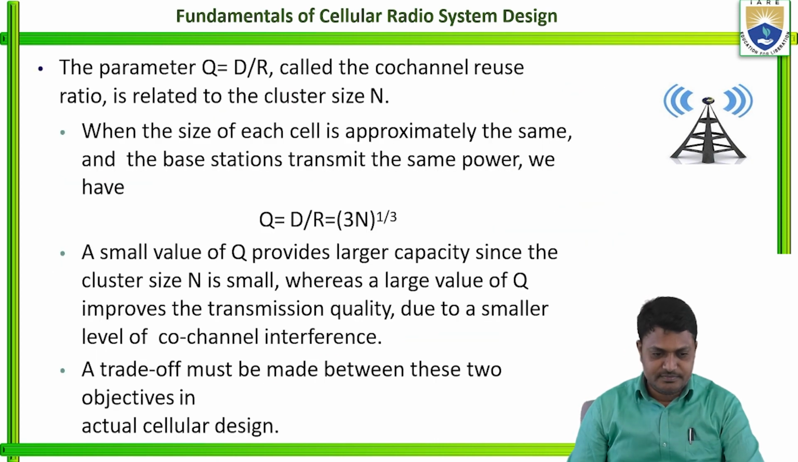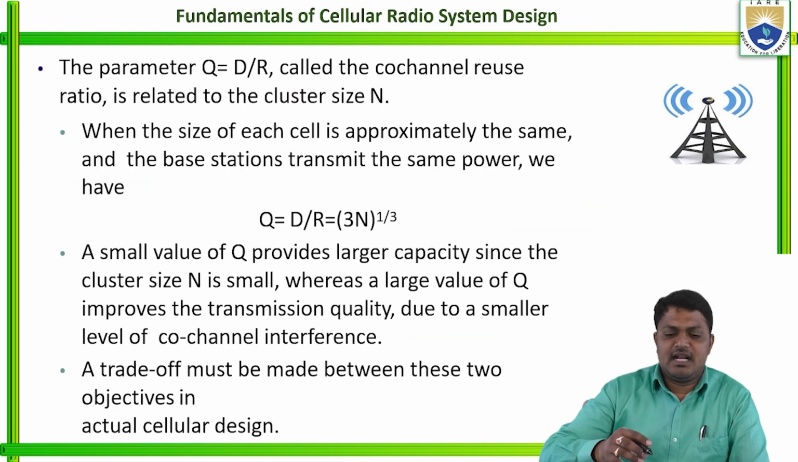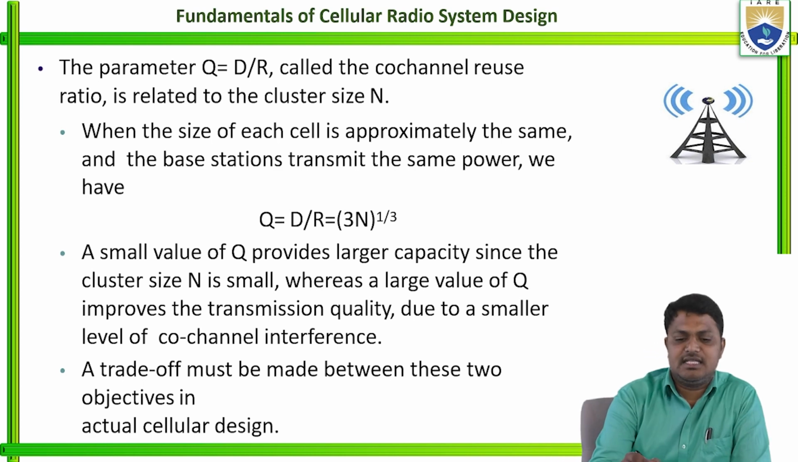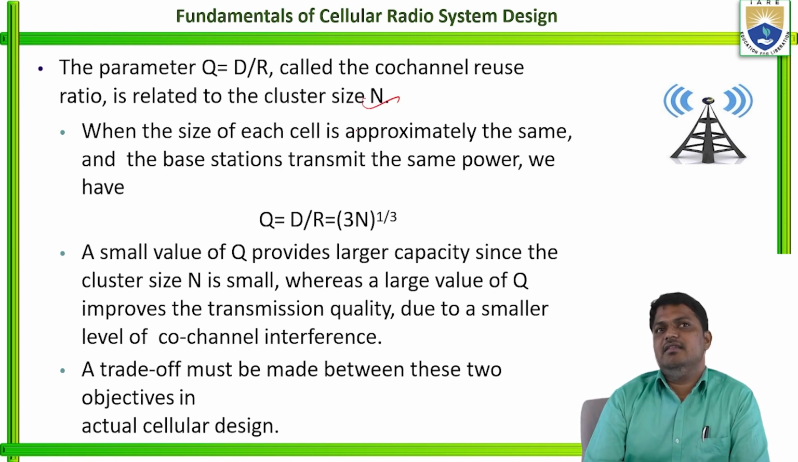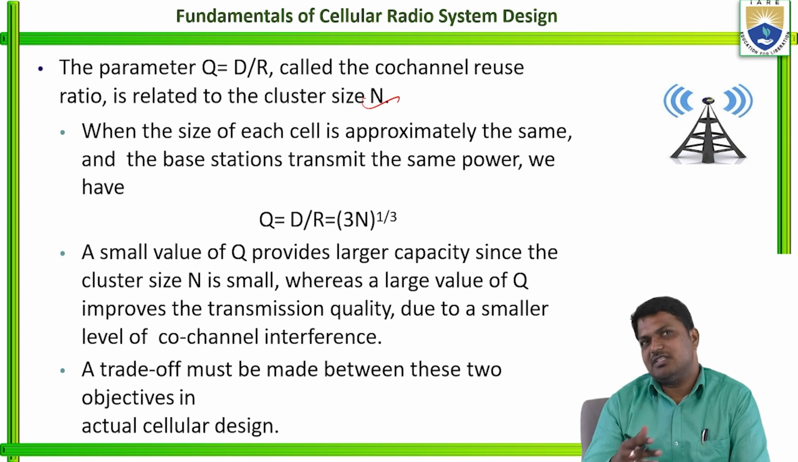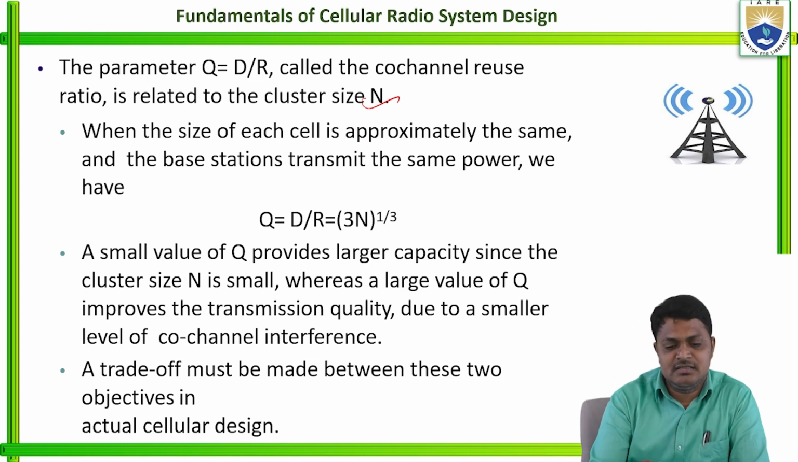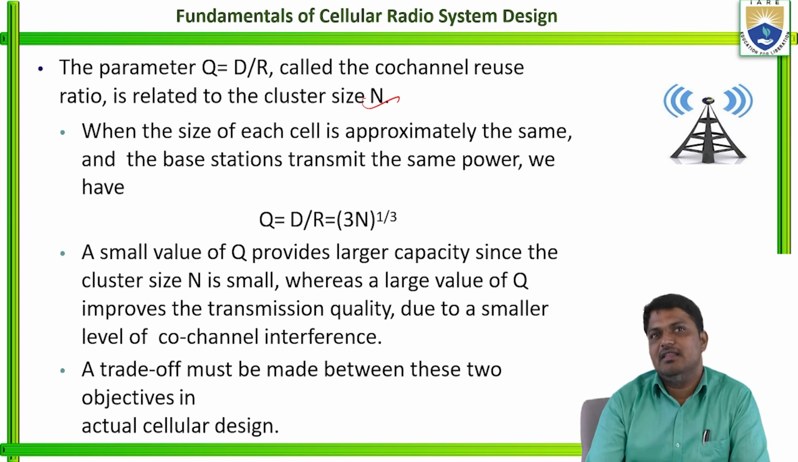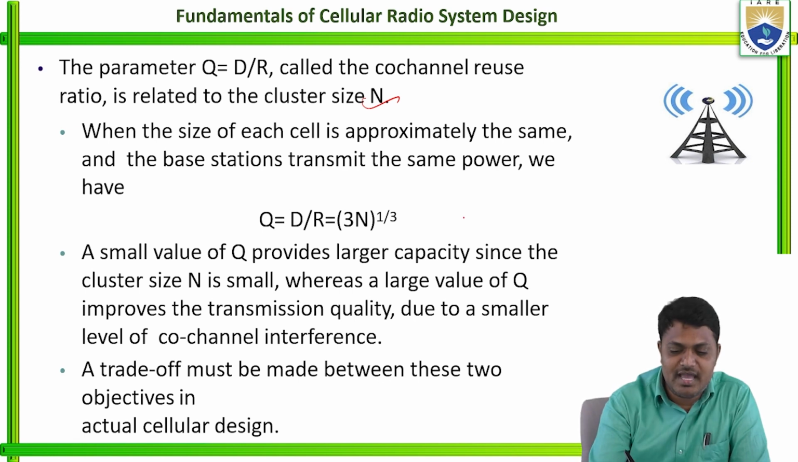Clear? Then the parameter Q is equal to D by R, called the co-channel reuse ratio, is related to the cluster size N. When the size of each cell is approximately the same and the base station transmits the same power, then we calculate the Q value as Q is equal to (3N) power 1 by 2.